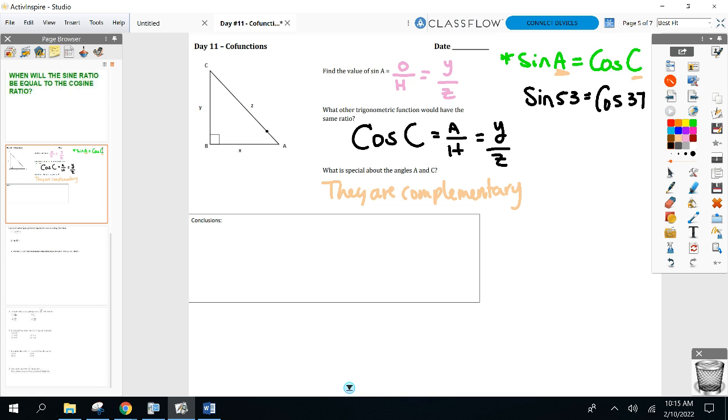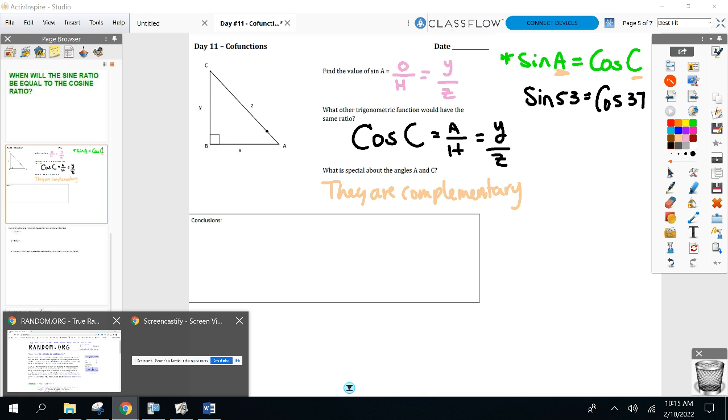And what do you notice? They're equal. Why are they equal? Because what do you know about 53 and 37? Okay, sine and cosine, and we're going to write this officially in a second. Sine and cosine are equal only if what about their angles? Complementary.